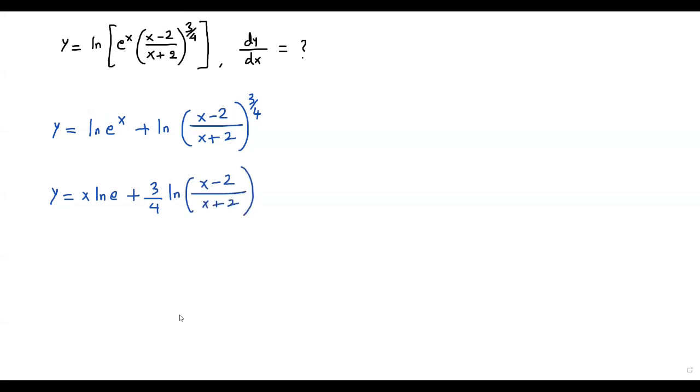Okay, so in the next step, y is equal to x times. Whenever we have the spelling ln for logarithm, it's called the natural logarithm and its base is e. So in this logarithm, the argument is e and the base is e. In a logarithm, if the argument and base are both equal, the value of such a logarithm is just 1. So the value of this ln e is just 1. So x times 1 positive 3/4.